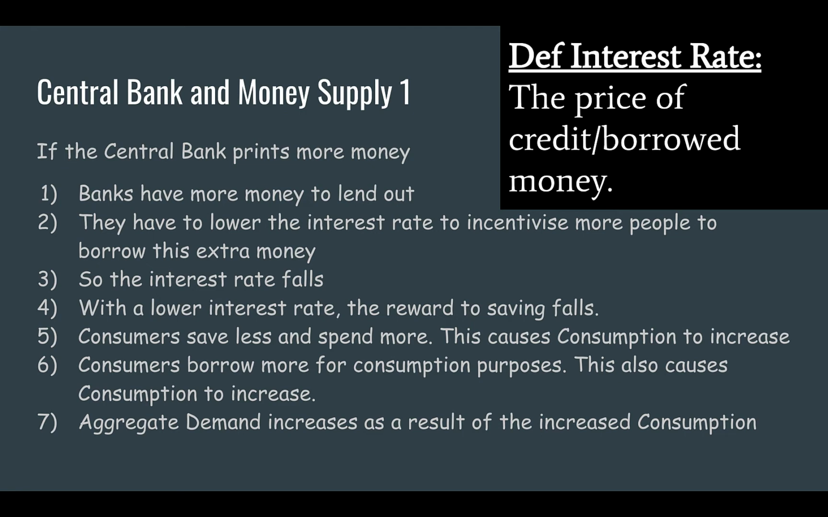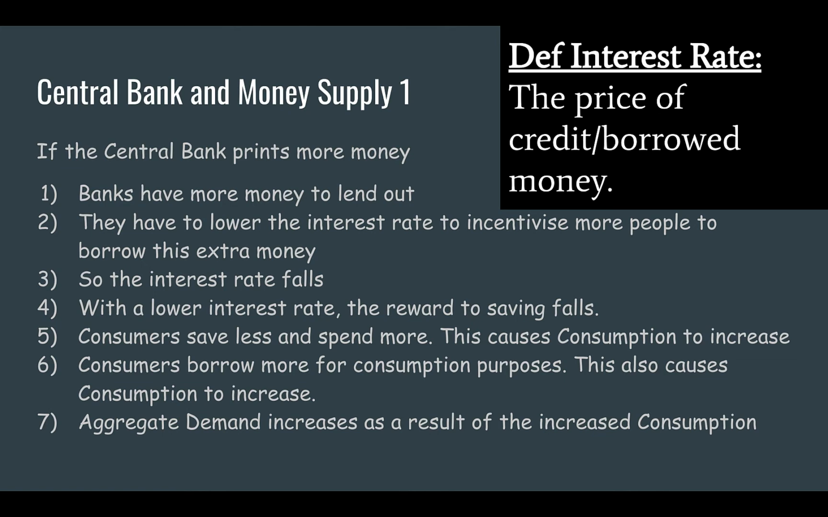And the definition of the interest rate is still up on the right-hand side: the price of credit or the price of borrowed money. Another thing to keep in mind is that it is also the reward to savings, and that is very important for this slide. So the interest rate falls. With a lower interest rate, the reward to savings falls. If you put your money in a savings account, and you were getting 10% and now you're getting 0.2%, which is the case in many Eurozone countries, you're not going to bother saving. It's not that you won't, but at the very least, you'll reduce the amount that you save.